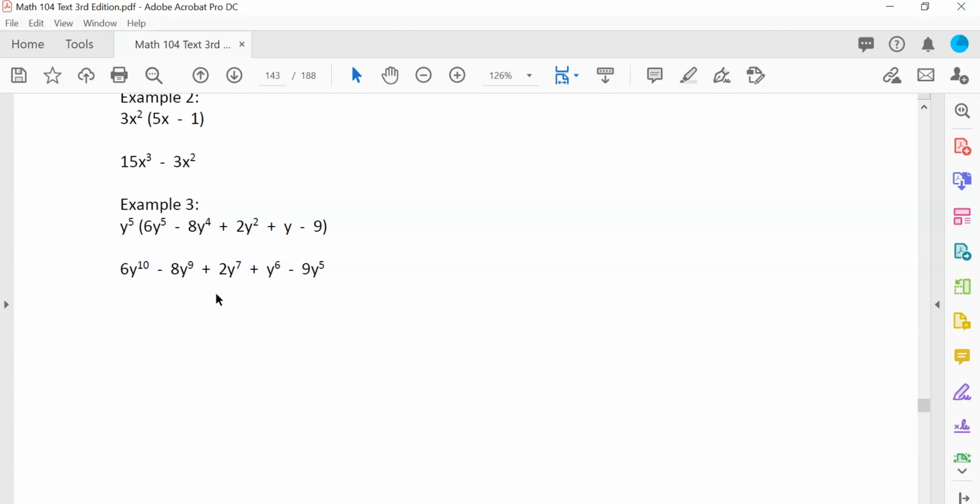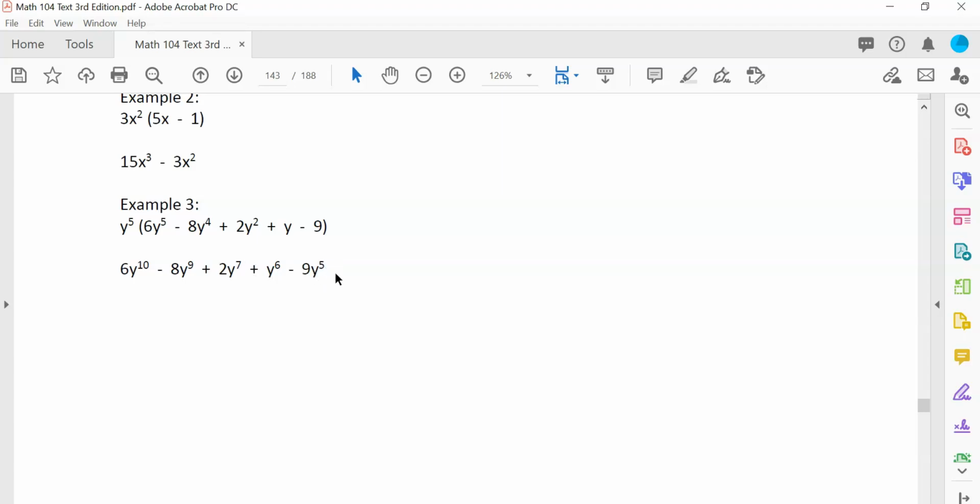That's that product rule. y to the 5th times 2y squared, we get 2 and then y to the 7th. y to the fifth times y is y to the sixth. Minus 9 times y to the fifth is simply minus 9y to the fifth.